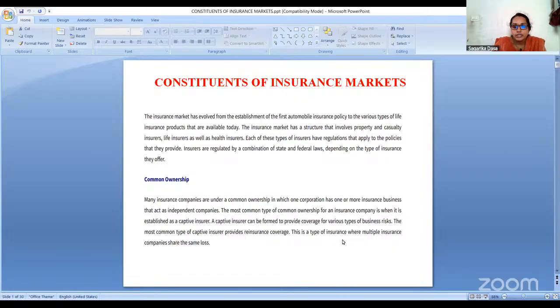This is a type of insurance where multiple insurance companies share the same losses. Under common ownership, the multiple insurance companies will share common types of losses. The name itself makes it clear: common ownership, because the ownership is common for the group of insurance companies. In the same way, the loss is also going to be common for the insurance companies which fall under the common ownership category.